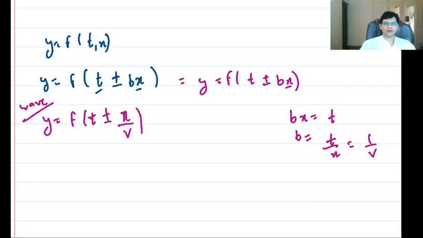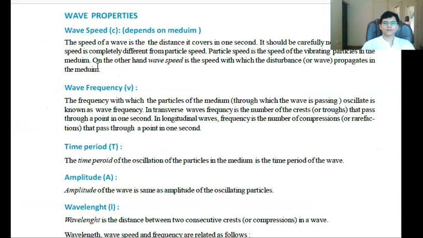I'll keep writing all the important information. The rest I'll just show in the PDF. Clear, everyone? So we talked about wave properties, which are wave speed, then wave frequency, time period, amplitude, wavelength. These concepts are clear?